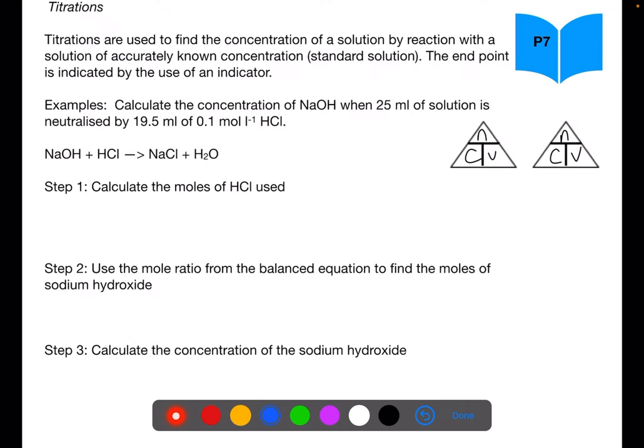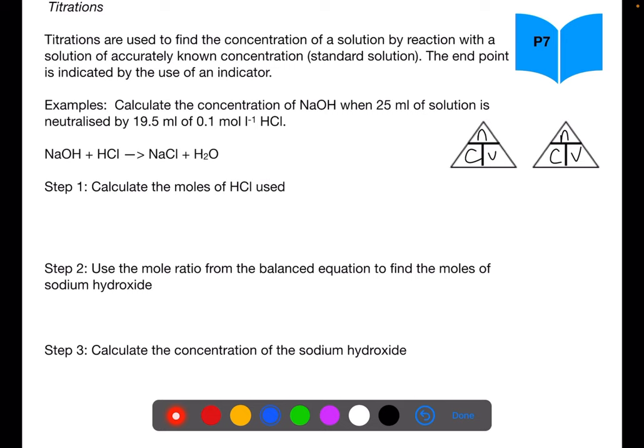Where the previous calculations focused on calculating the mass of reactants or products either required or produced, titrations do something similar for solutions which are reacting. Titrations are usually used to find the concentration of a solution by reaction with a solution of accurately known concentration, known as a standard solution. The end point is always indicated by use of an indicator which will change colour.